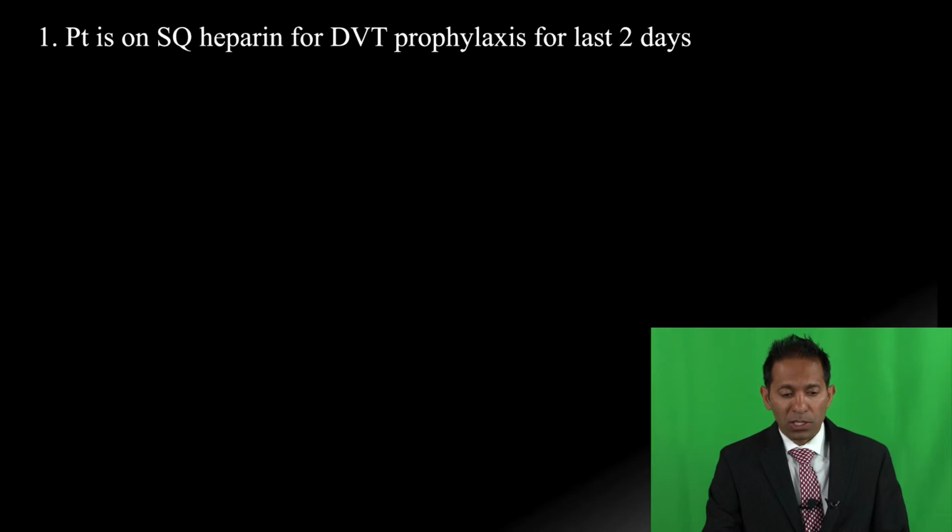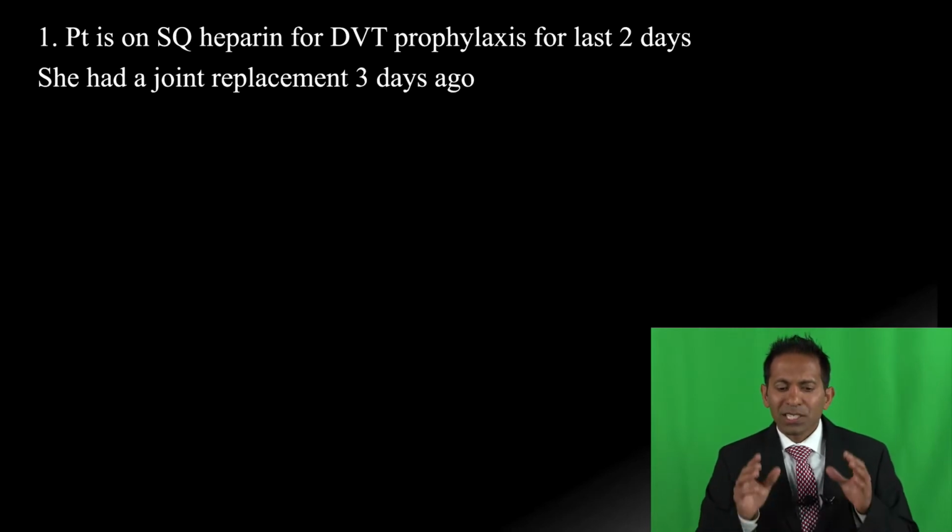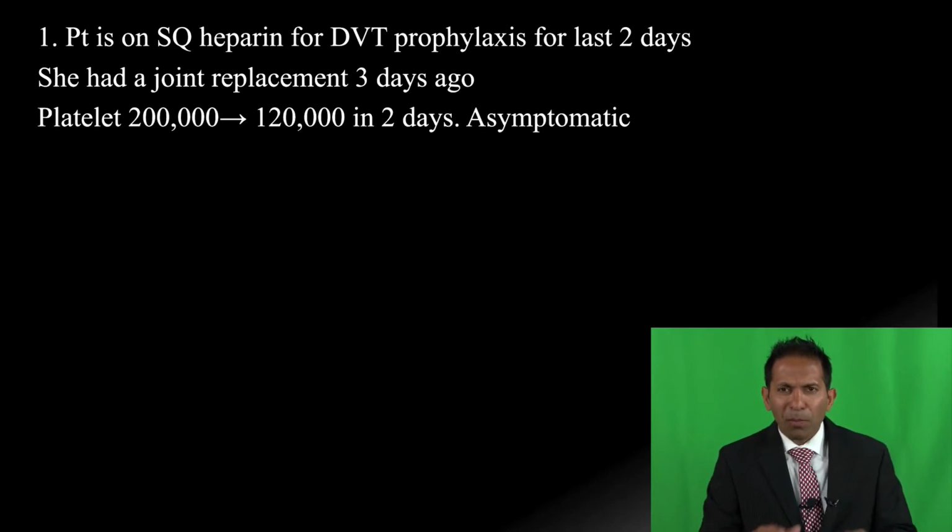We'll start with a question. Question number 1. Patient is on subcutaneous heparin for DVT prophylaxis for the last 2 days. She had a joint replacement 3 days ago. Her platelet count dropped from 200,000 to 120,000 in 2 days and she's asymptomatic. What would you do for this patient?